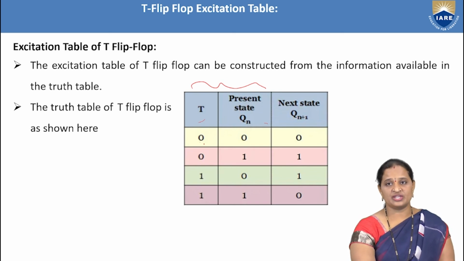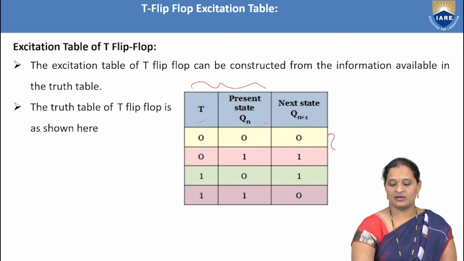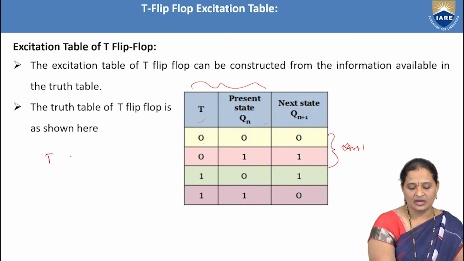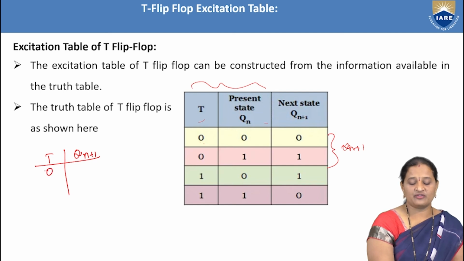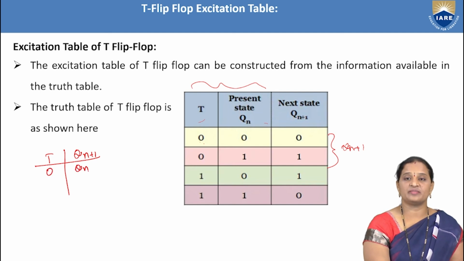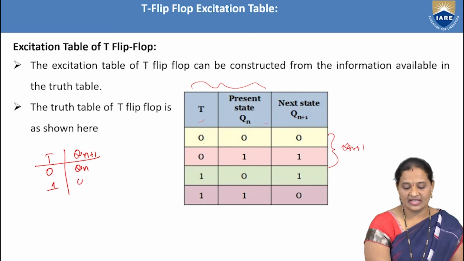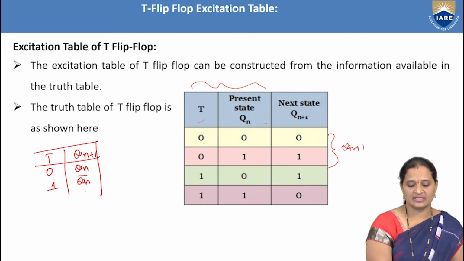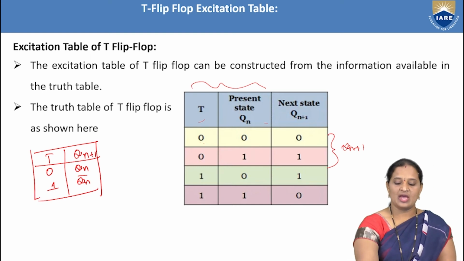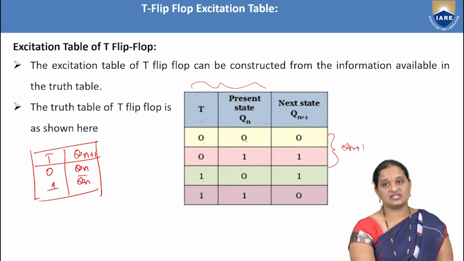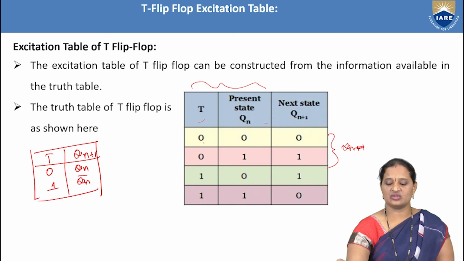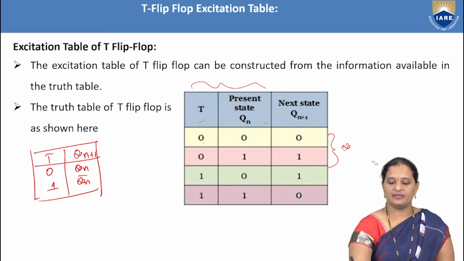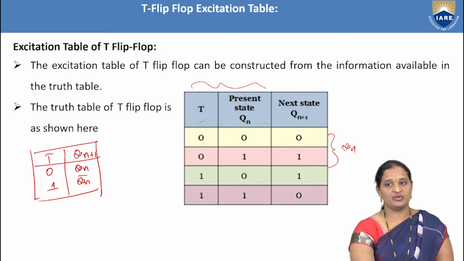So if toggle input is 0, the next state is equal to, so I'm writing here, this is a truth table, Q(n+1), next state. If toggle input is 0, the next state is equal to the present state. If toggle input is 1, the next state is equal to the complement of the present state. So this is a truth table. As T is equal to 0 and the present state is 0, the next state is also 0, because Q(n+1) is equal to Qn here.